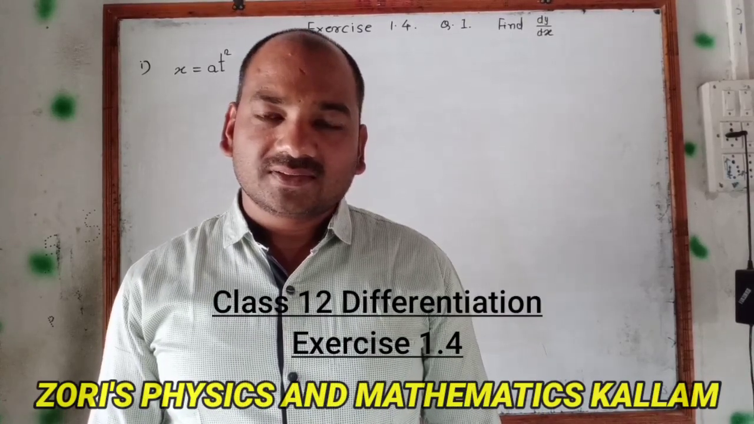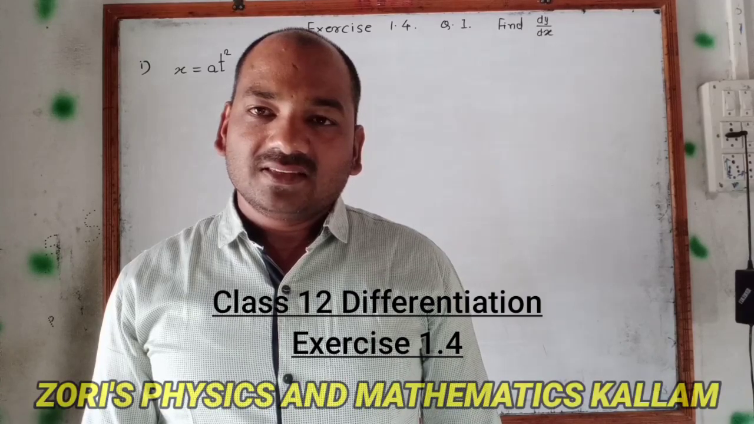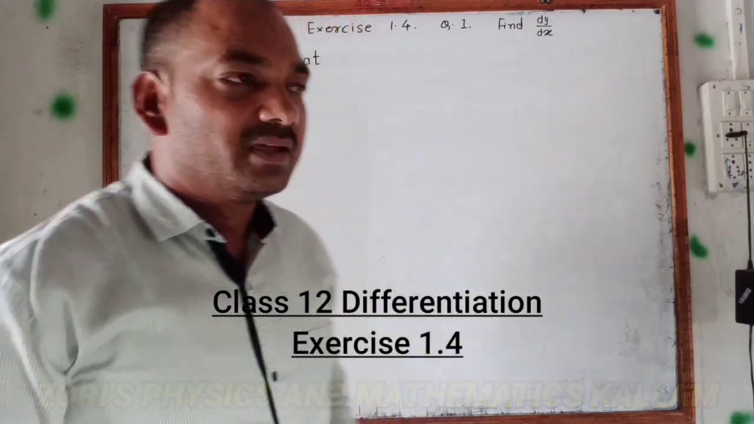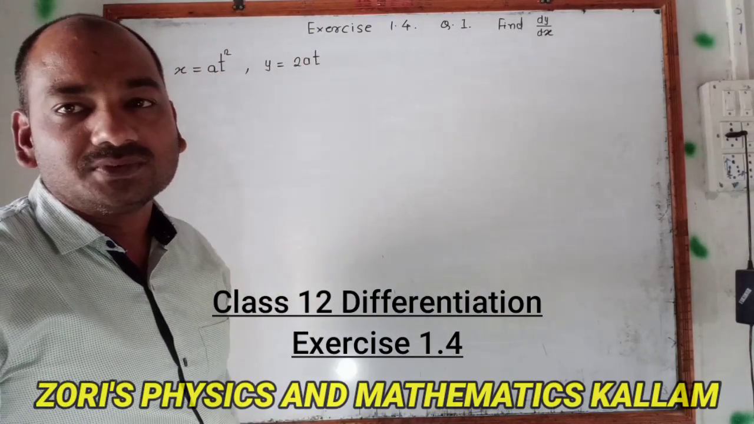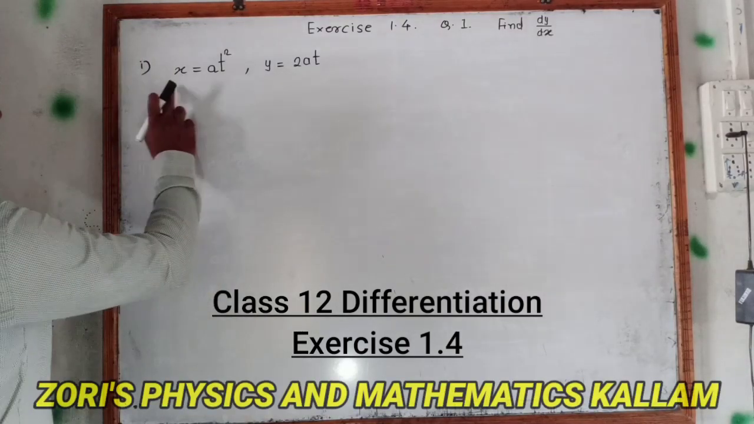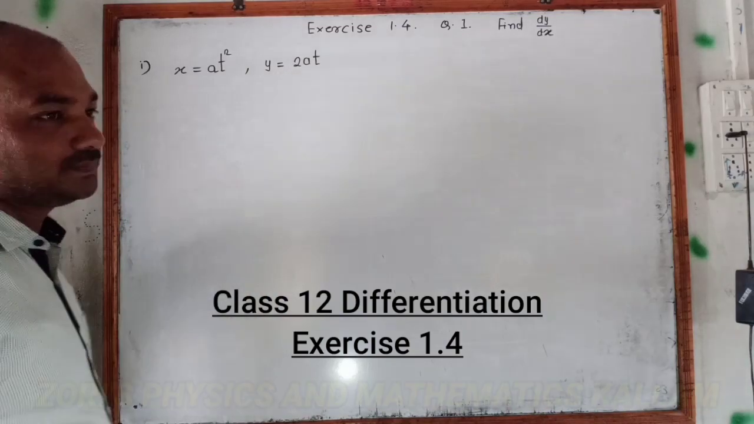Welcome back, students. Today we are going to see exercise 1 of the chapter differentiation. In this we have the first question, find dy upon dx. Here we are given x is equal to at square, y is equal to 2at.